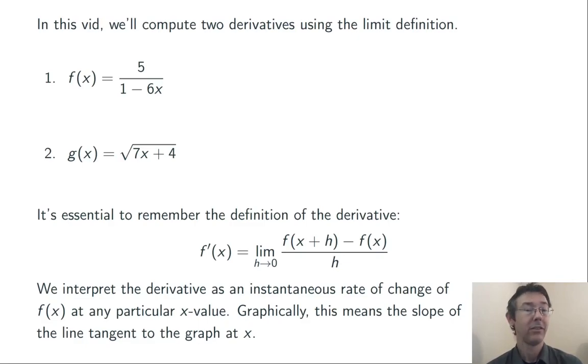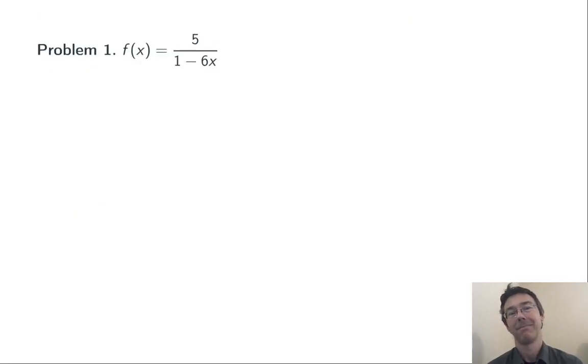f prime of x is the limit as h goes to 0, f of x plus h minus f of x all over h. We interpret that to be the instantaneous rate of change of the function f of x at any particular x value. Graphically, it's the slope of the line tangent to the graph y equals f of x at that x value.